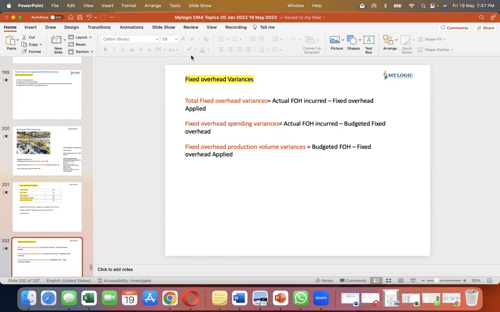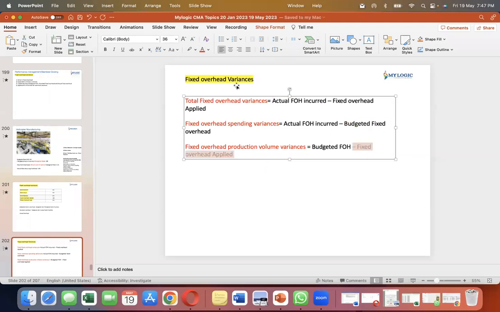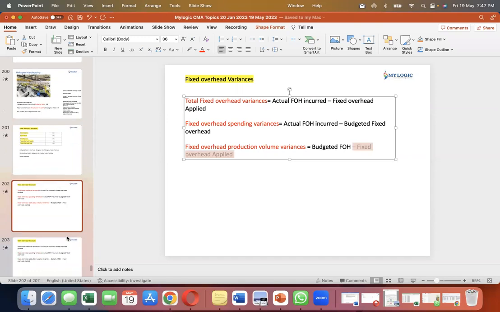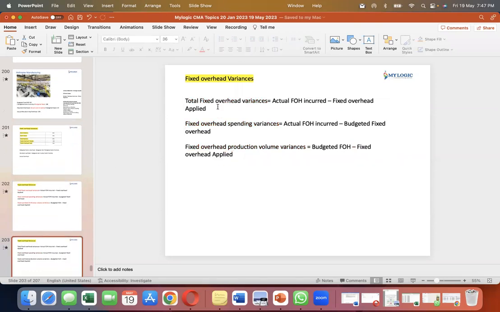So first we understood what manufacturing fixed overhead is. Then we came to variances. All we need to identify is actual fixed overhead, budgeted fixed overhead, and applied fixed overhead. The moment you identify these three, the equations can be resolved. So these are the equations I told you.